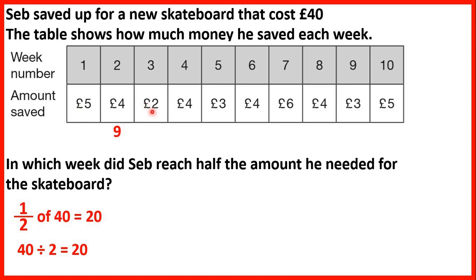Then if we add another £2, that's £11 altogether. Another £4 makes £15, because 11 plus 4 is 15. 15 plus 3 is 18, and then 18 plus 4 is 22. So that means in this week, in week 6, he'd managed to save over £20. So he'd reached half the amount he needed for his skateboard. So that's week 6.